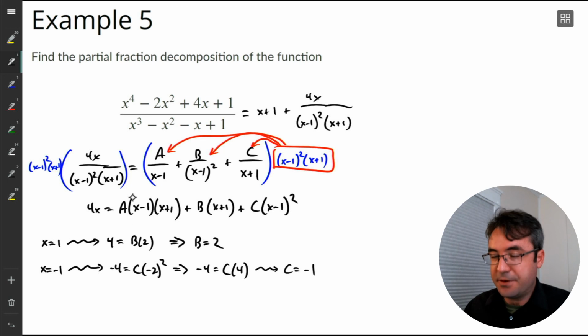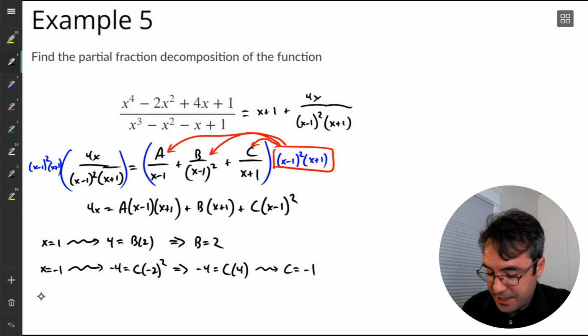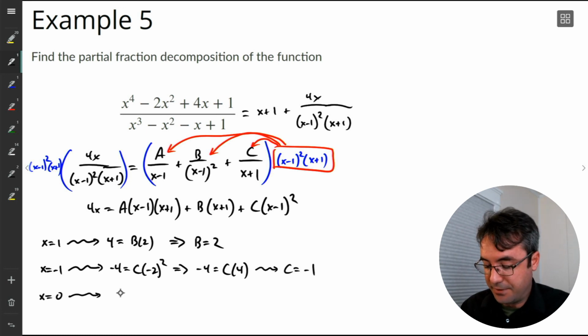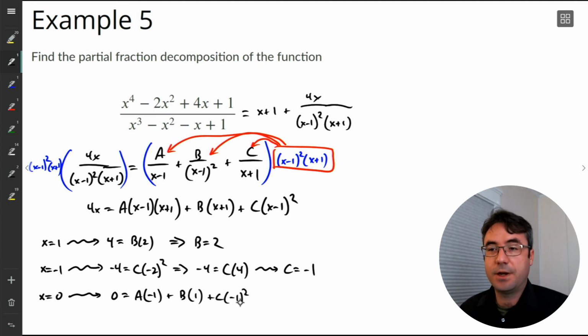And then finally, we still need to figure out a, and this is where we might actually need to just pick an easy x value. So we've kind of exhausted all of our linear terms. So pick an easy x value, maybe 0. 0 is always good. So when we do that on the left, we get 0. And then on the right, we get a times negative 1 plus 1, and then b times 2, or b times 1, rather, and then plus c times negative 1 squared, which is just 1 again.